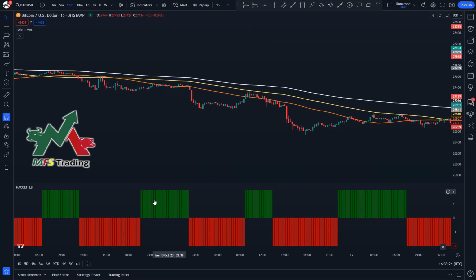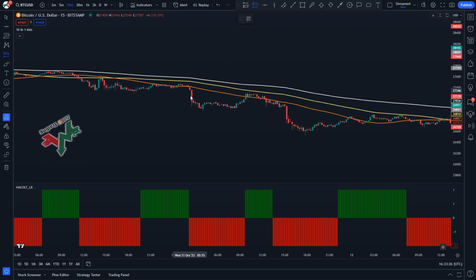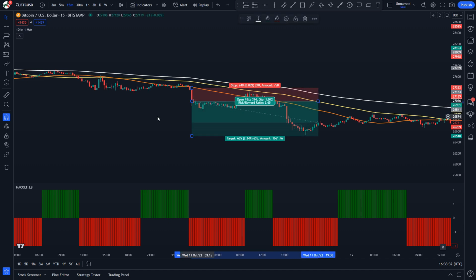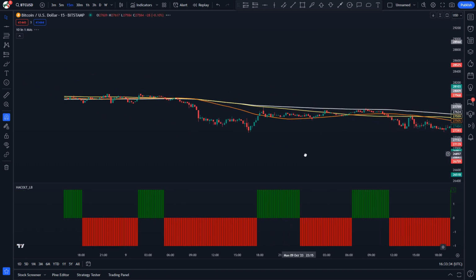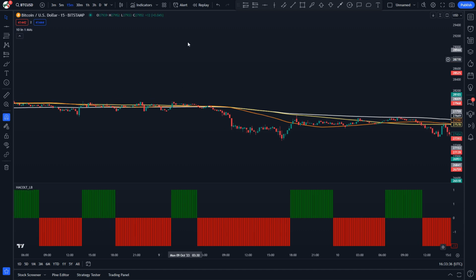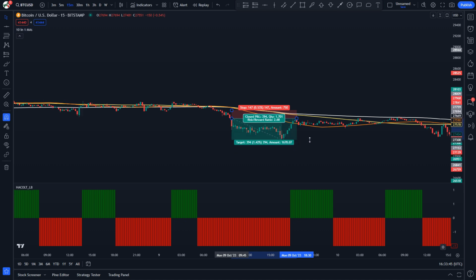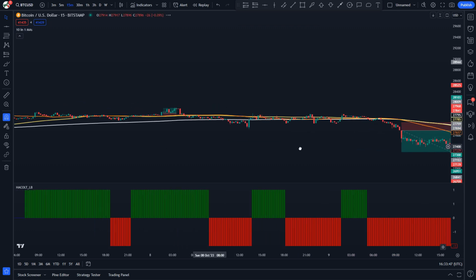In this video we'll introduce a game-changing Heiken Ashi TradingView indicator that will blow your mind. This tool produces extremely accurate trade signals when combined with the triple exponential moving average. We tested this setup on Bitcoin's 15-minute price chart and couldn't find a single losing trade. It seems like we have found the holy grail trading strategy.